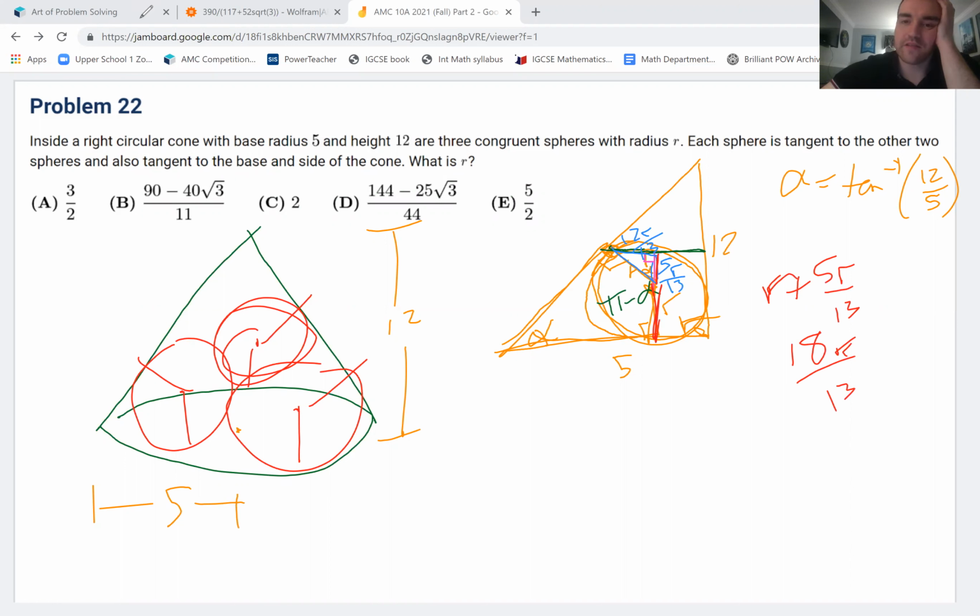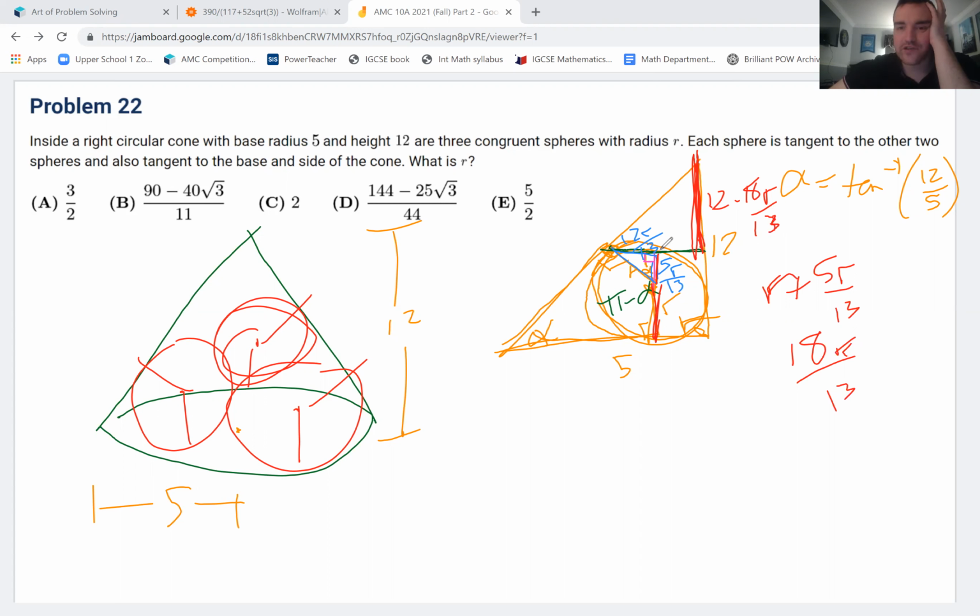But what does that mean about this height, from here to here? Well, if the whole height of the triangle is 12, and here to here is 18r over 13, then this distance must be 12 minus 18r over 13. Here to here would be 12 minus 18r over 13. Okay?